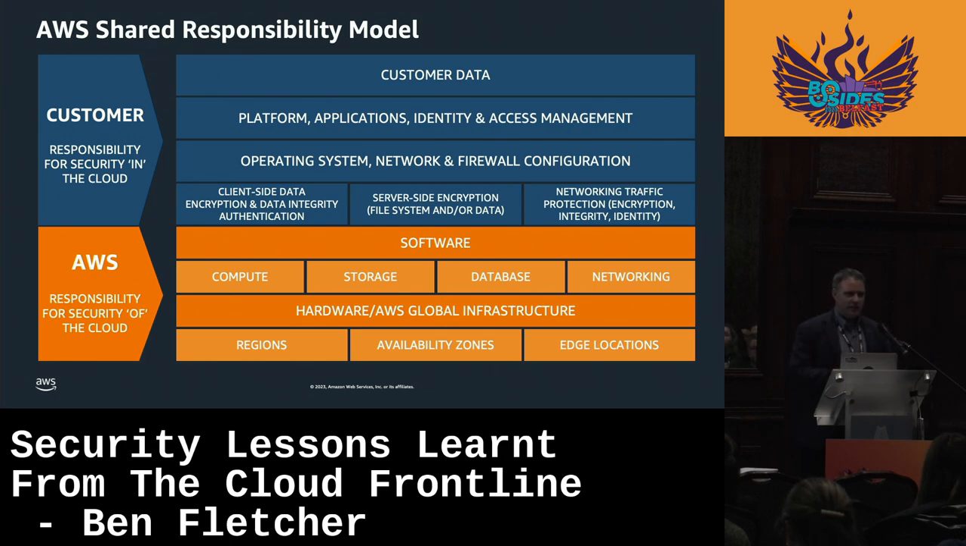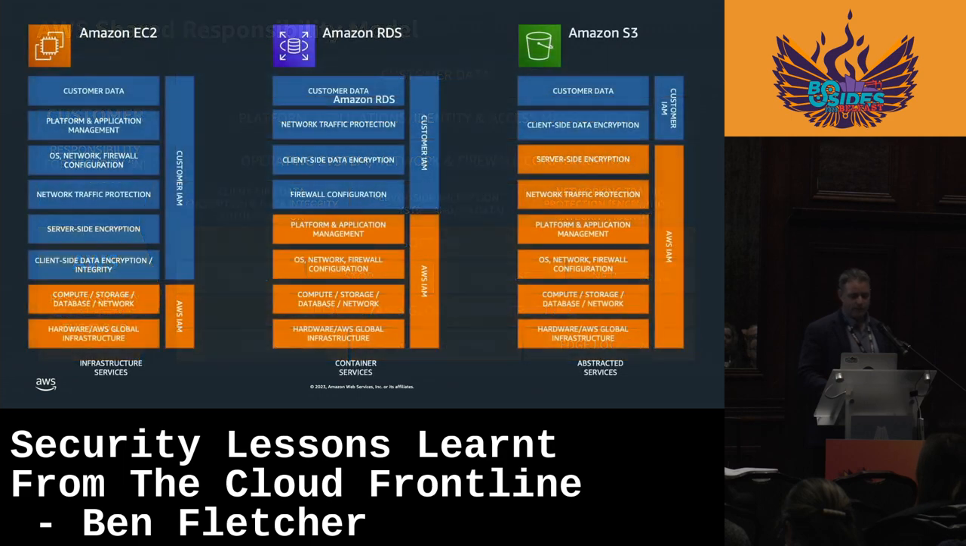primarily for their data. And that doesn't change. And that's really important to understand, that you need to understand as security professionals what your responsibilities are when you take a bit of the cloud and use it. I wish it was a flat line. It's not.